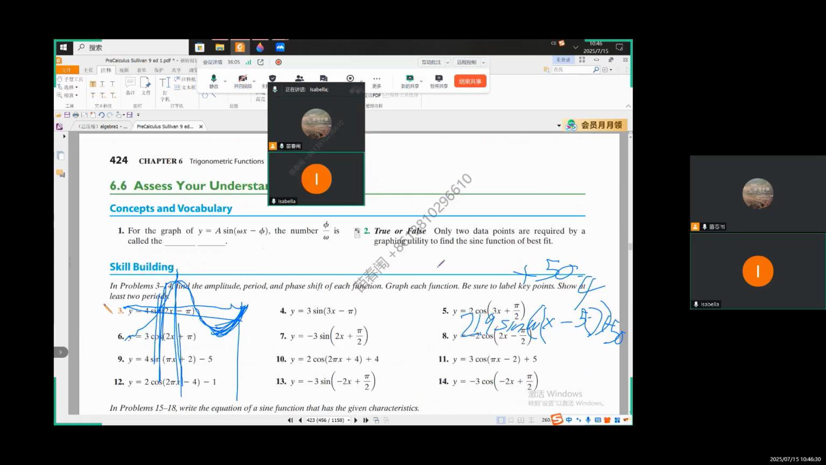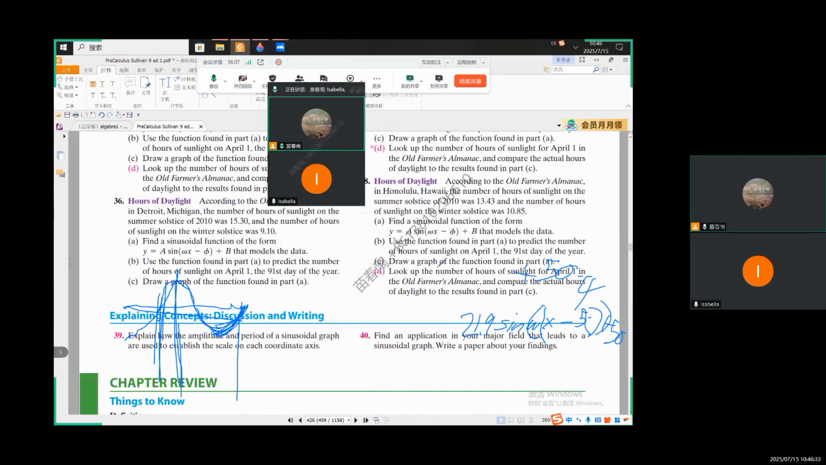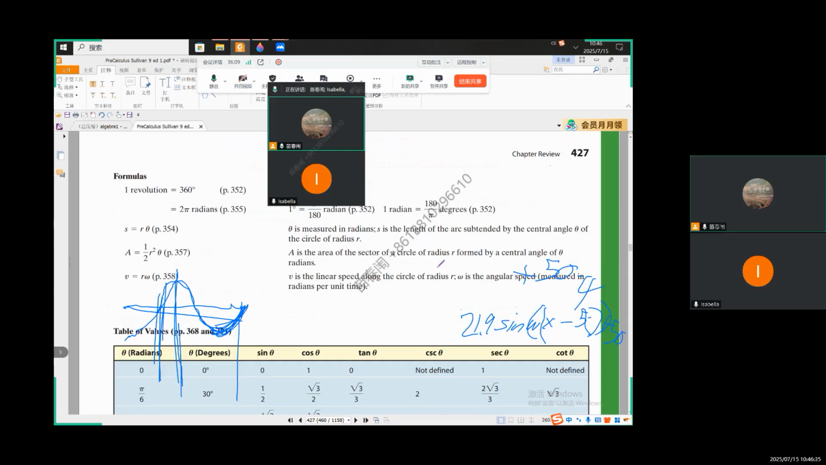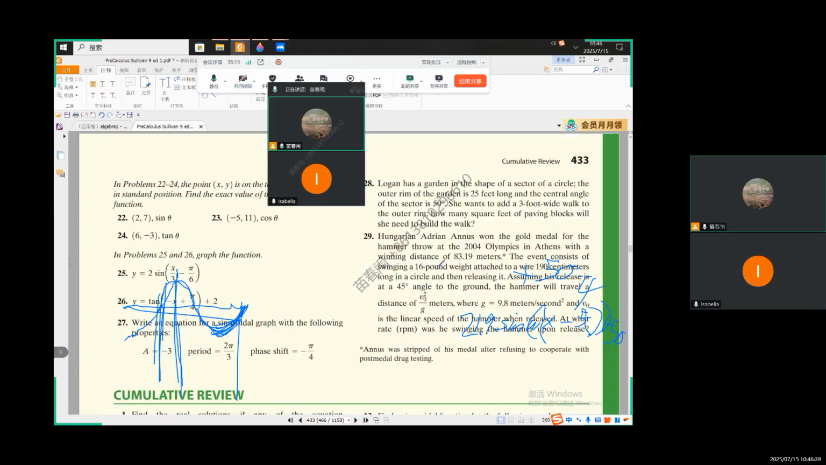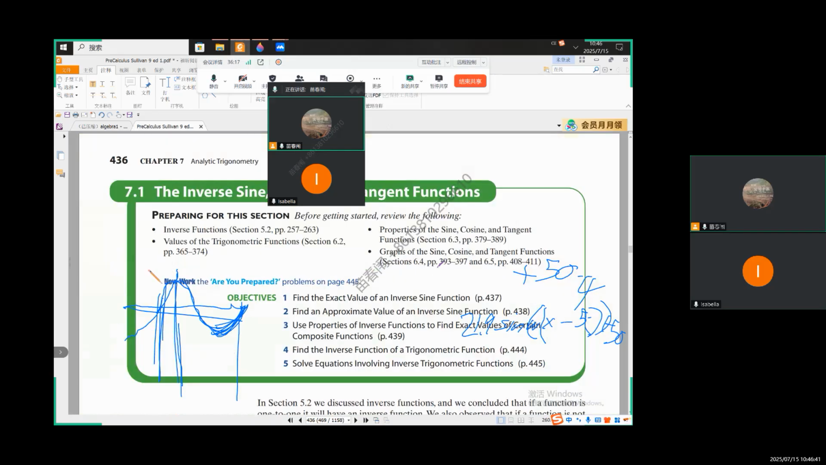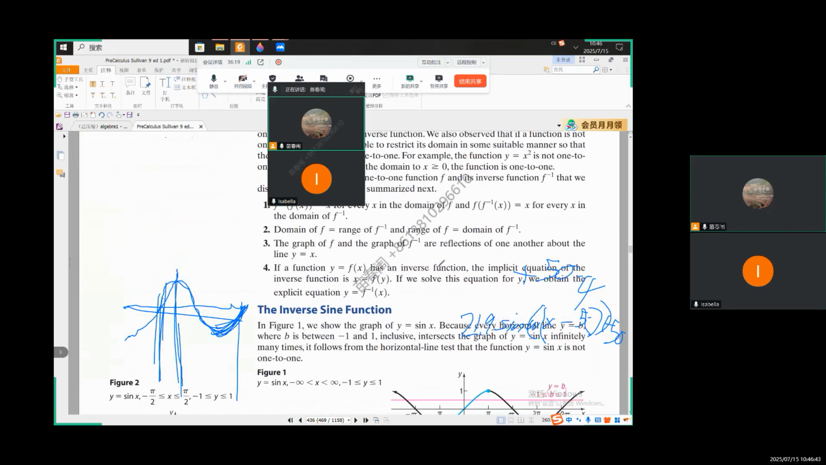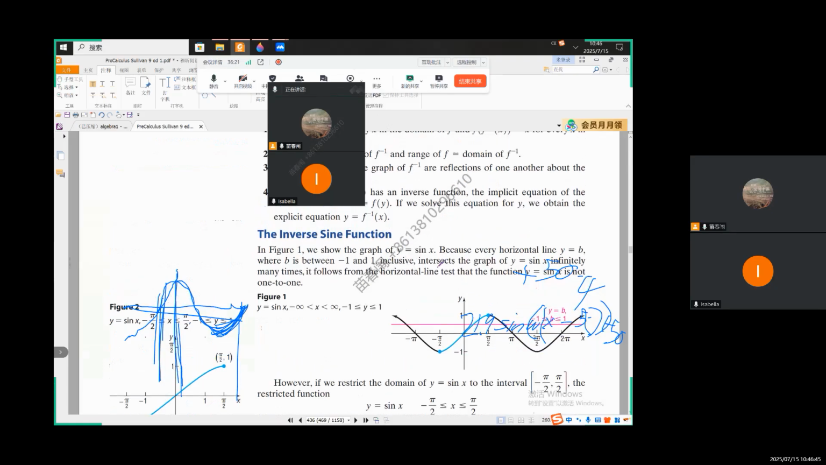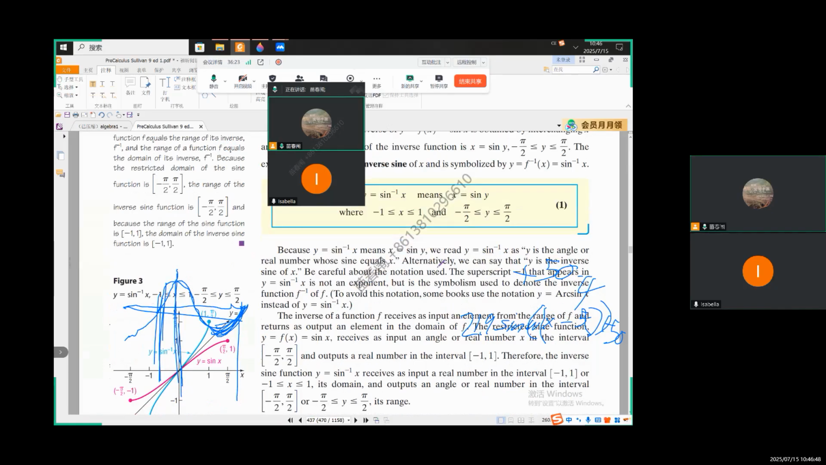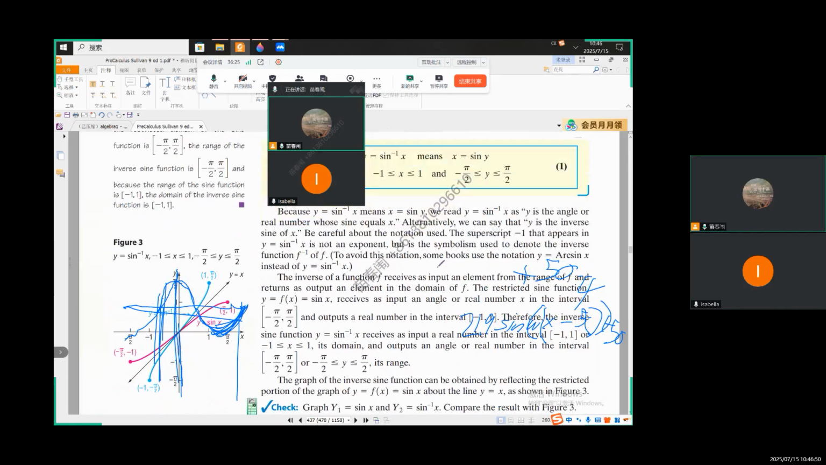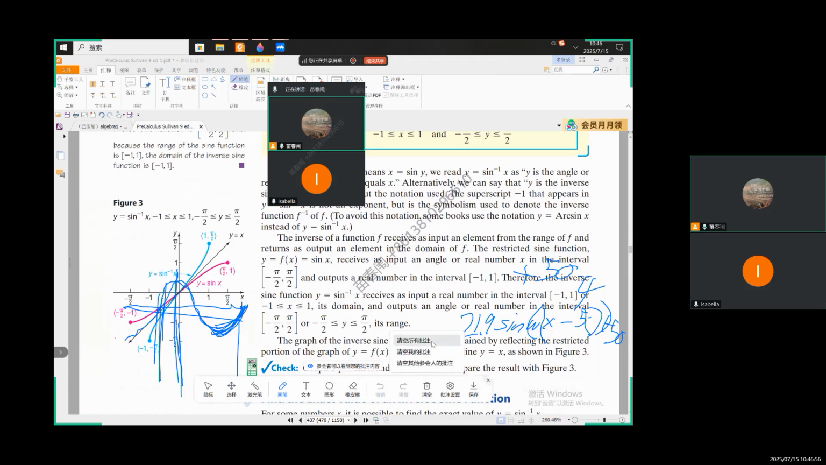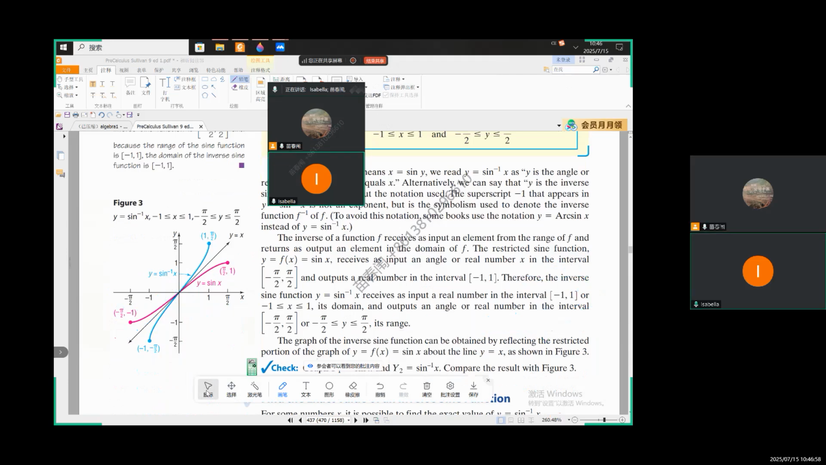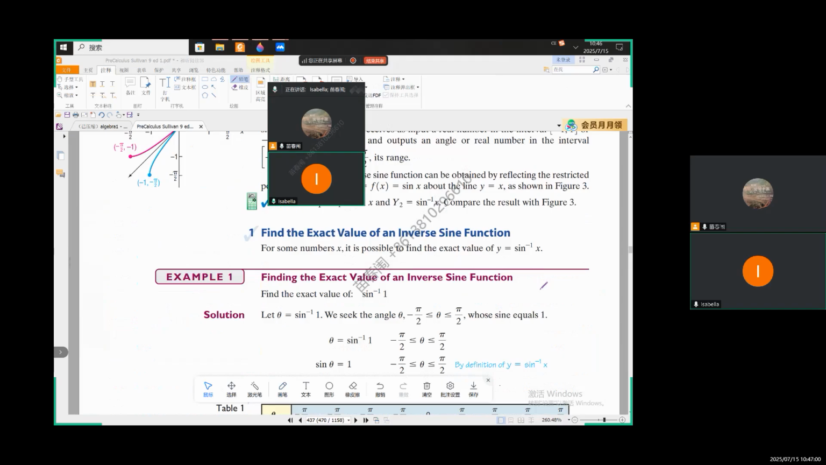Next one. If you want, there are so many word problems. Next, we can go to more about trigonometry. We finished one chapter. Inverse function, you already learned a little, right? Inverse sine, inverse cosine, right? Also, can I go to the bathroom? Sure.